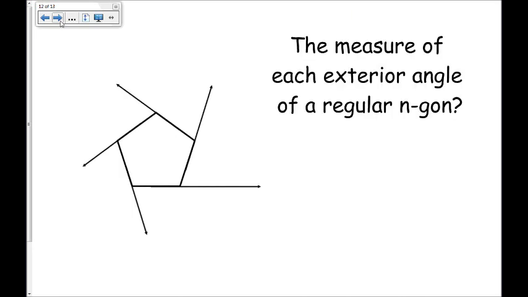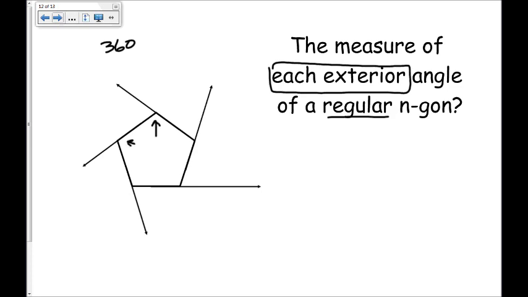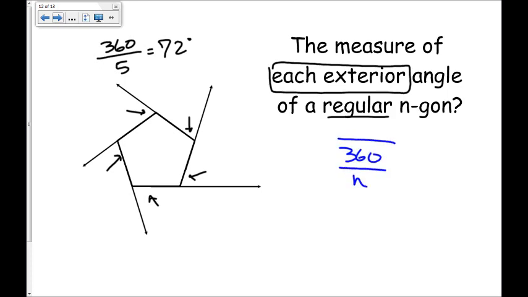Now let's find the measure of each exterior angle of a regular n-gon. Here's a pentagon. We know that the sum of the exterior angles of a pentagon is 360. And because the insides are all equiangular, so will the outsides. So there are 5 of them, and I'll take 360 divided by 5 and get 72. Or in general, the formula would be 360 divided by n.